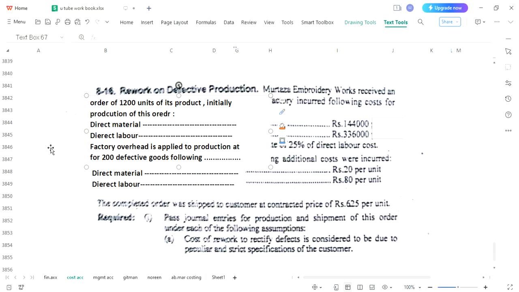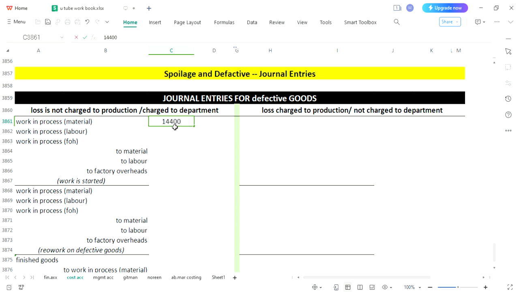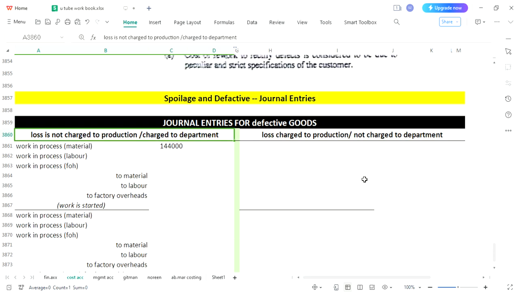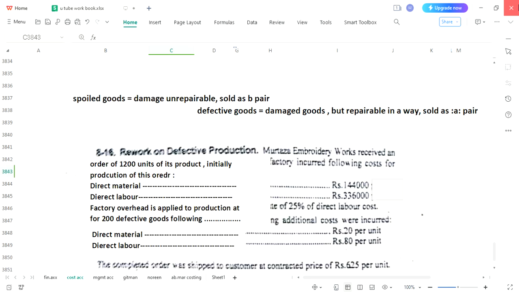So guys, we are over here and we are going to make our first entry. Direct material cost, total cost is given 1,44,000. So you will directly put this amount over here, 1,44,000. So go back and see how much labor cost is, 3,36,000. So here you will put 3,36,000.